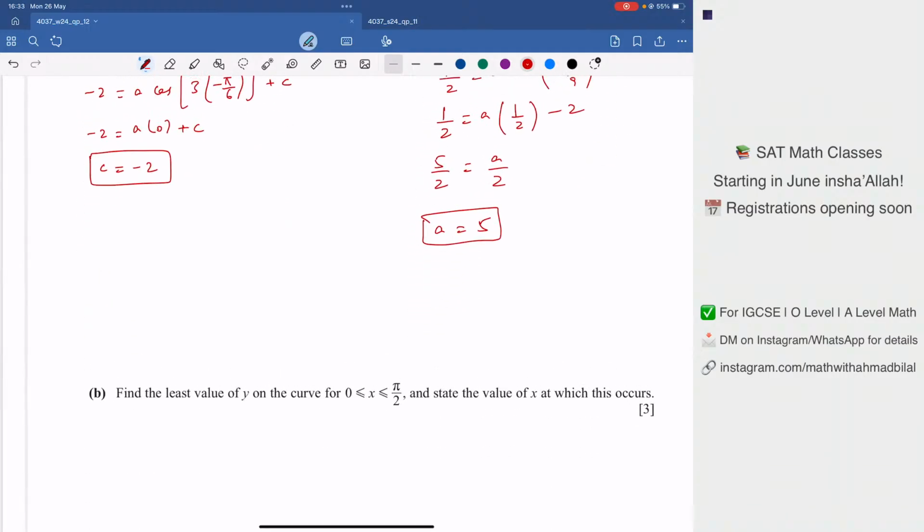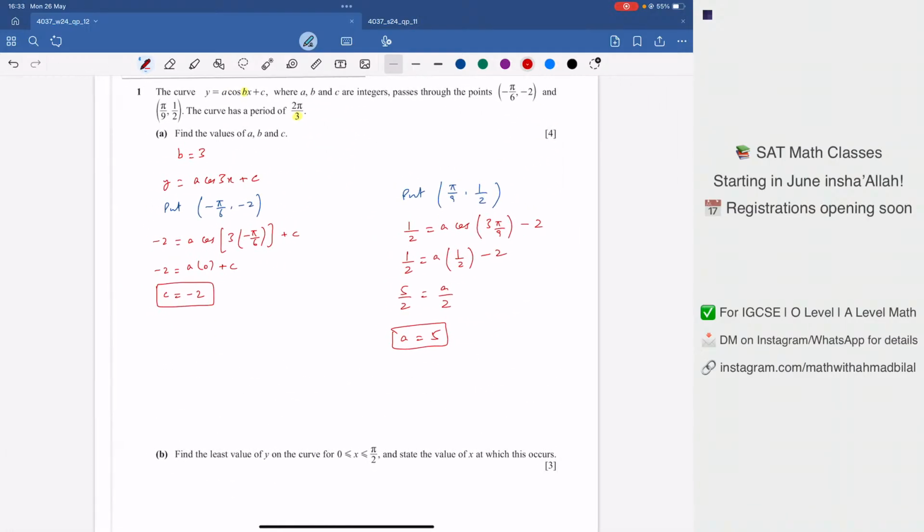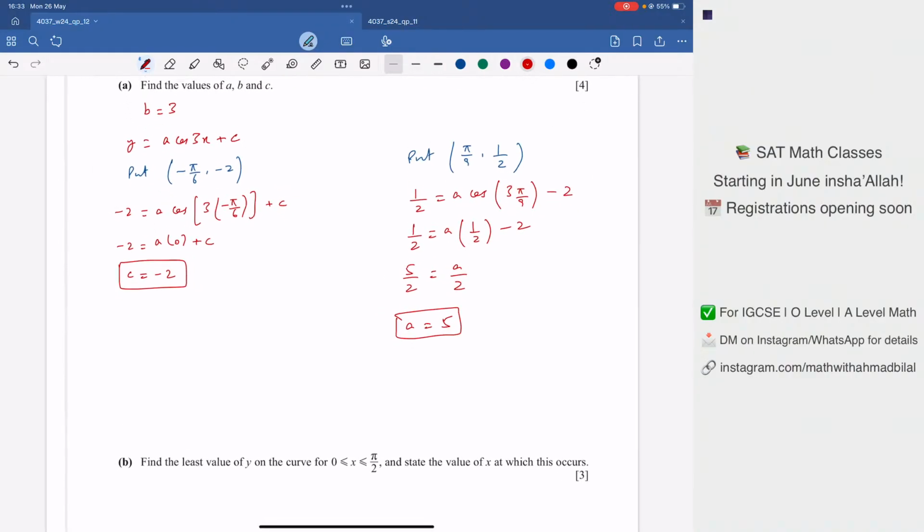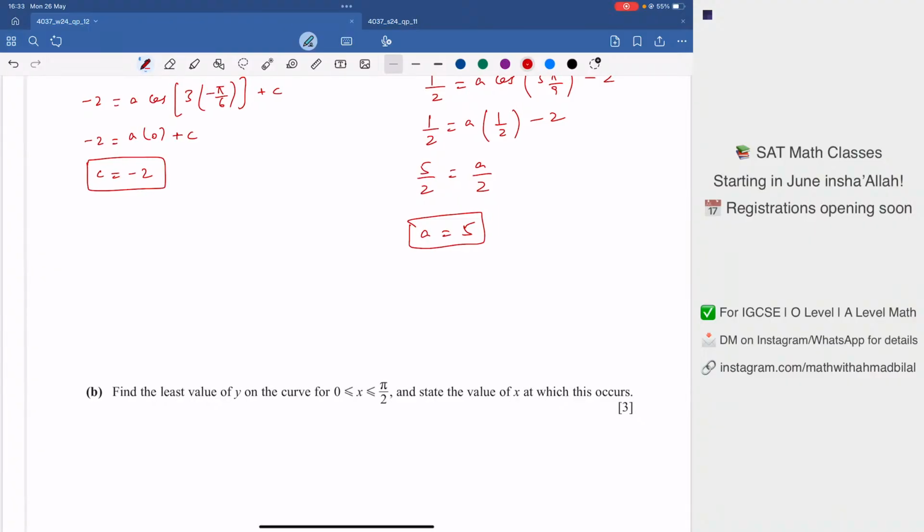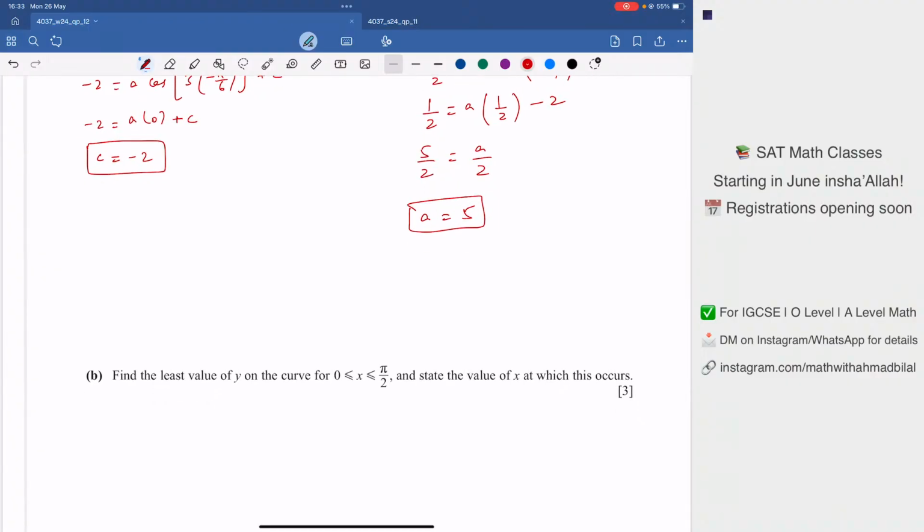Now in the second part it says, find the least value of y on the curve for x between 0 and pi over 2. Now, how do you find the least value of y? So it's very similar to finding the range of a function, right? We're looking for the minimum value for y, okay? How can we find that?